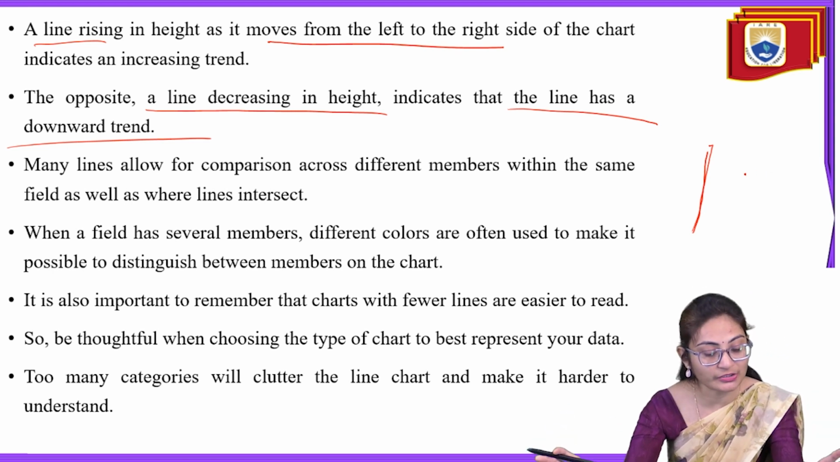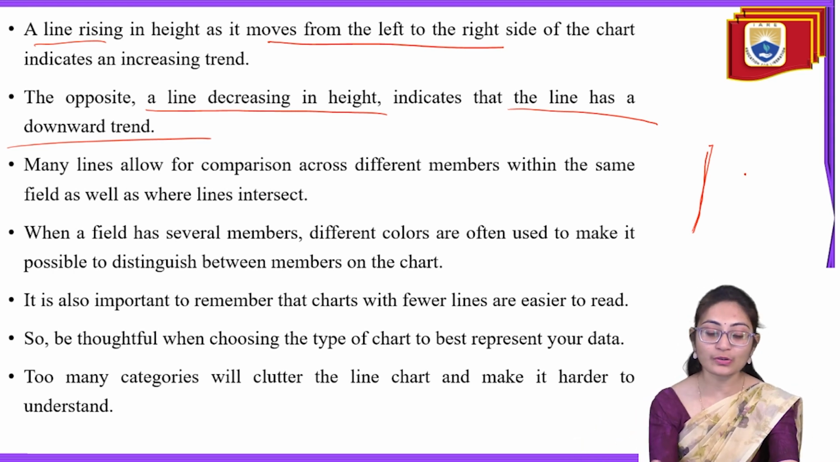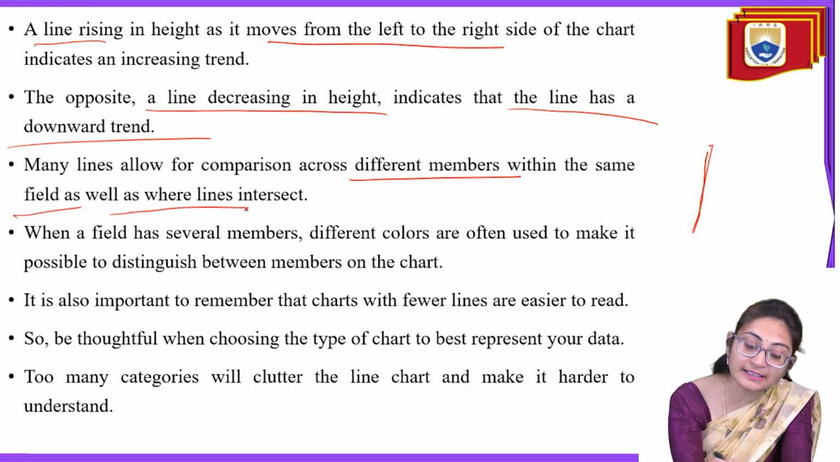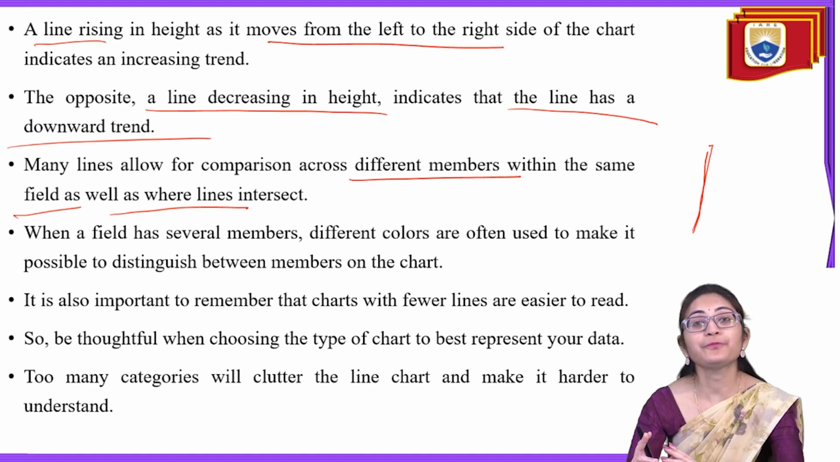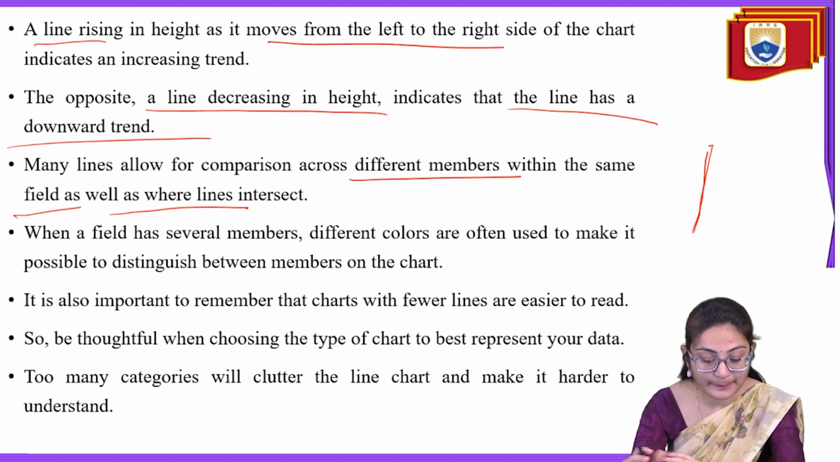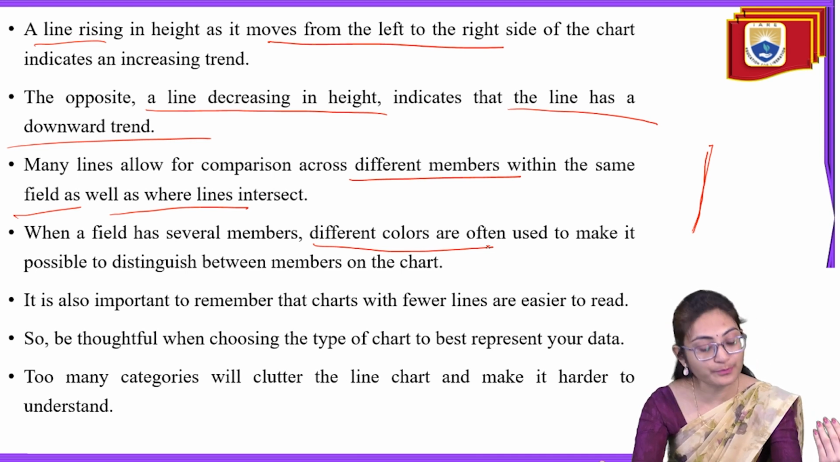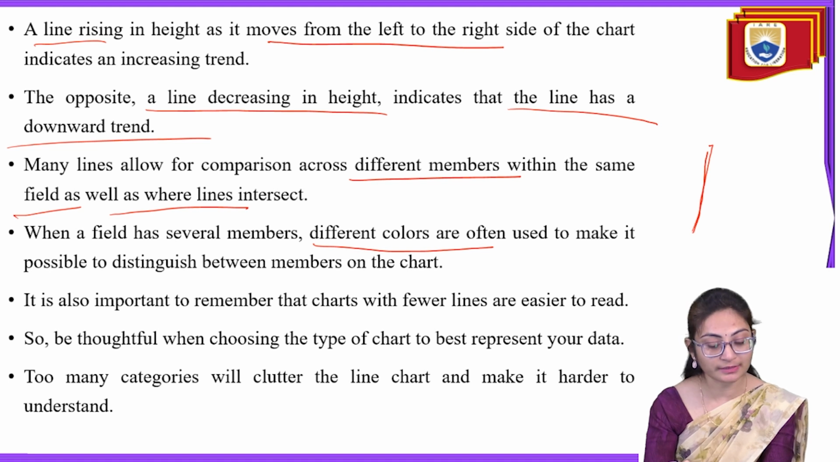the downward direction. And many lines allow for comparison across the different members within the same field as well as where the lines intersect. So when a field has several members, different colors are often used to make it possible to distinguish between the members on the chart.